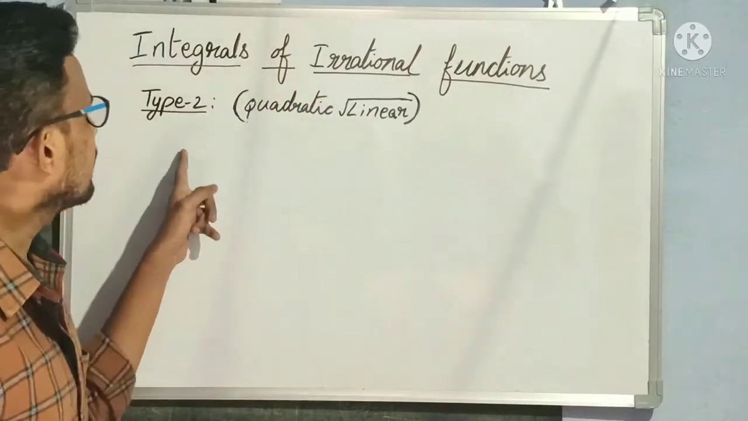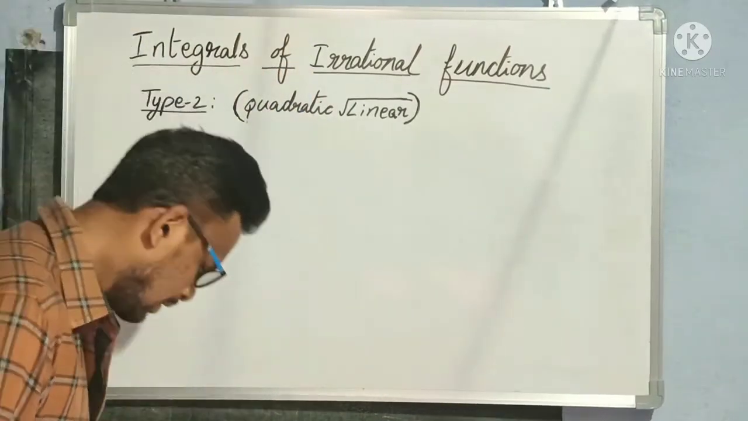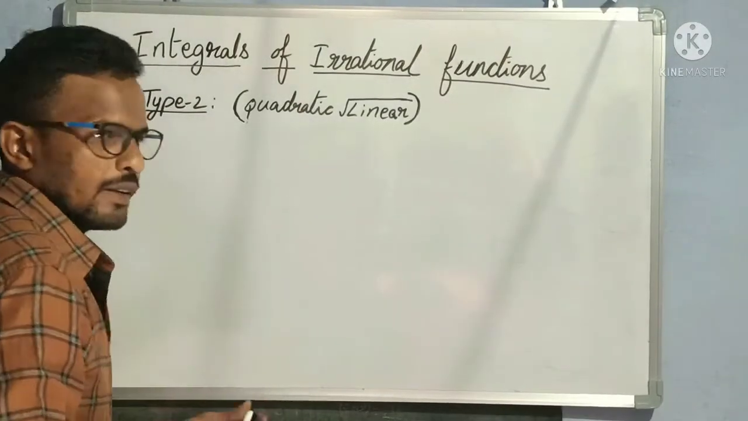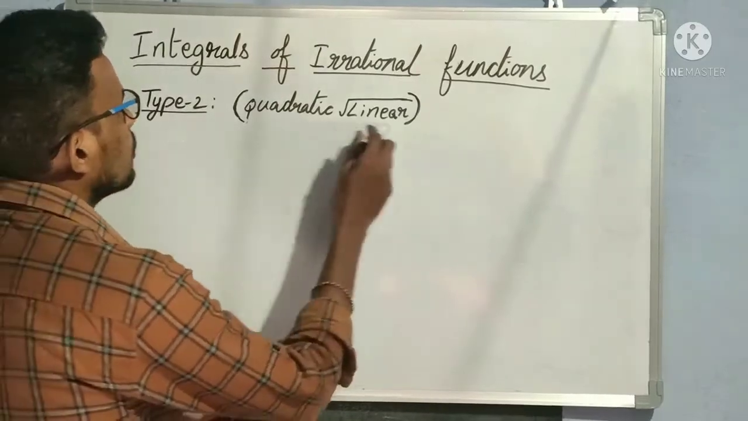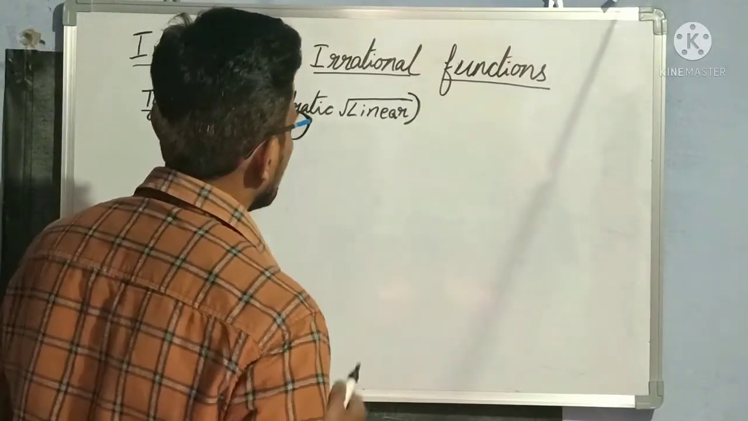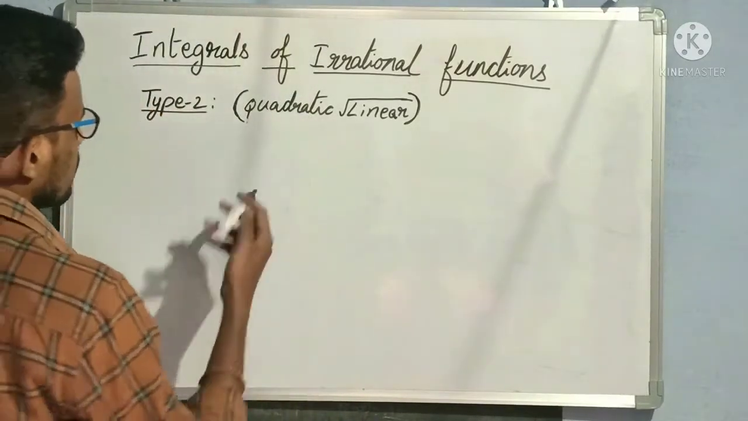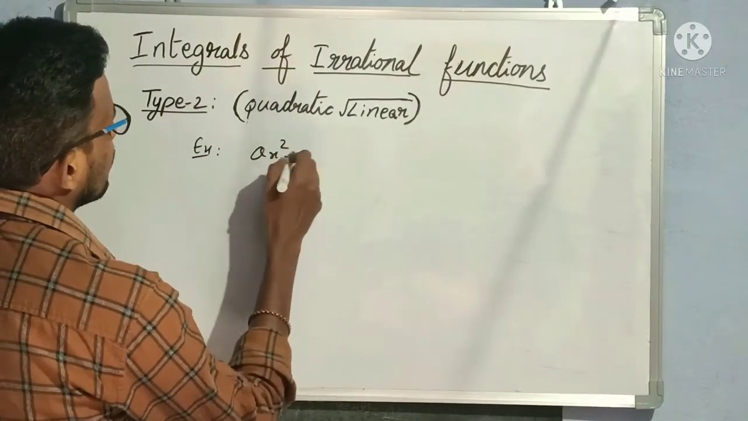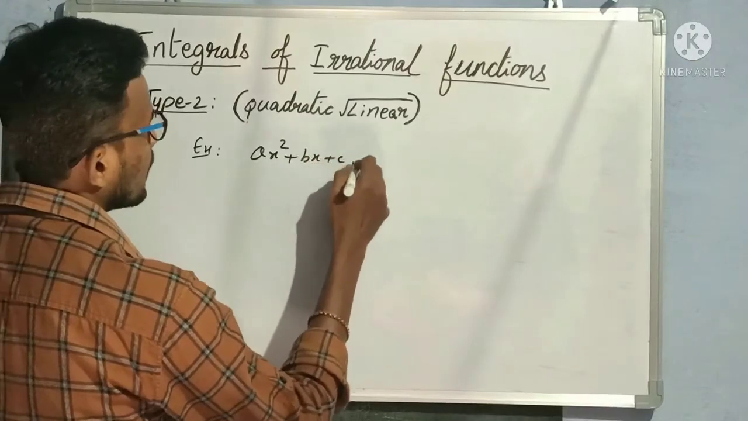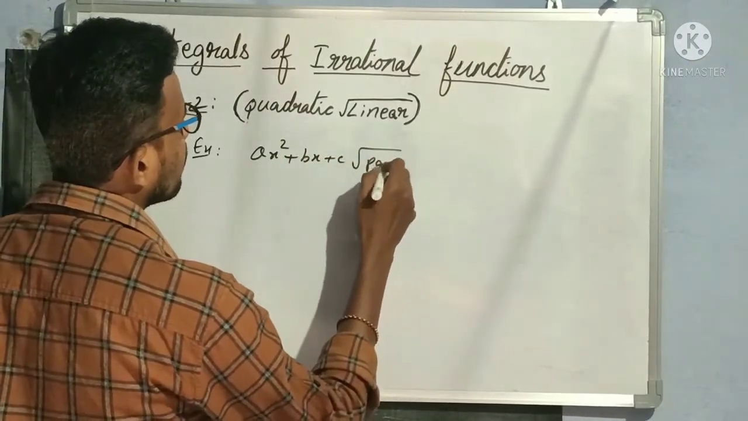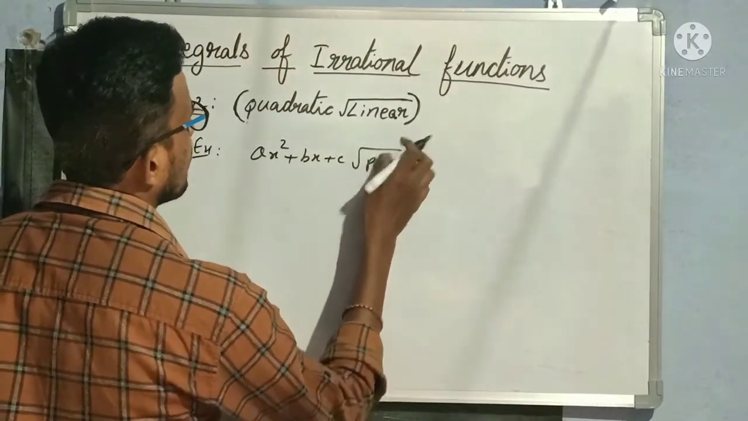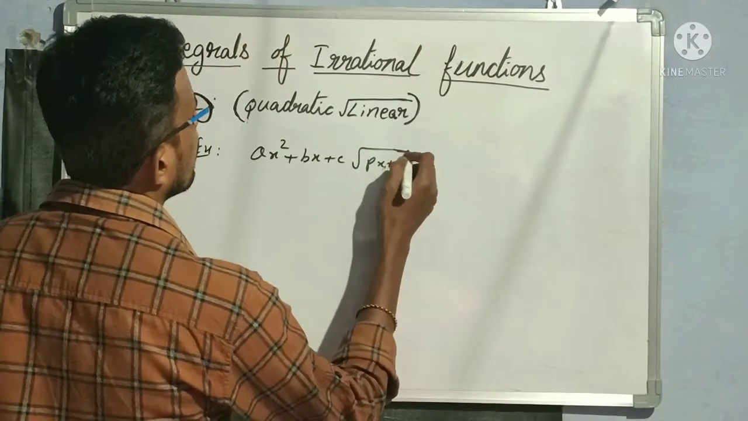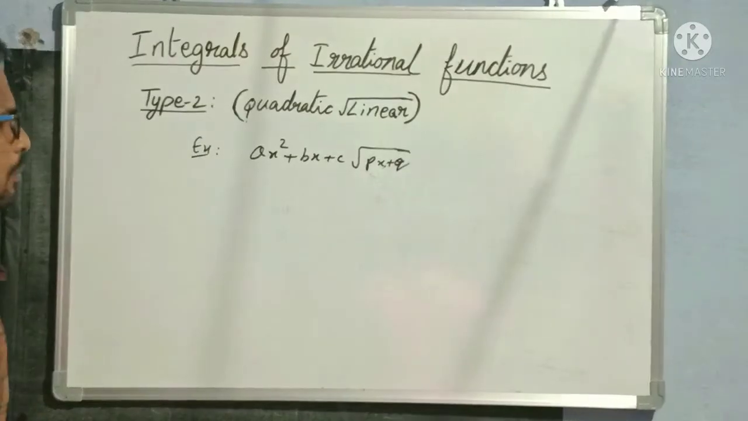Whenever we see any question of the type quadratic under root linear, how do we solve it? In general, it will look like this: ax square plus bx plus c, into under root of px plus q. Something like this. This is our general example.